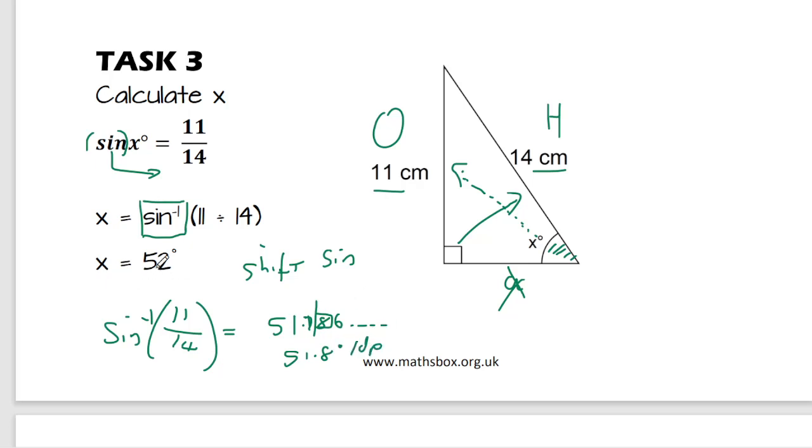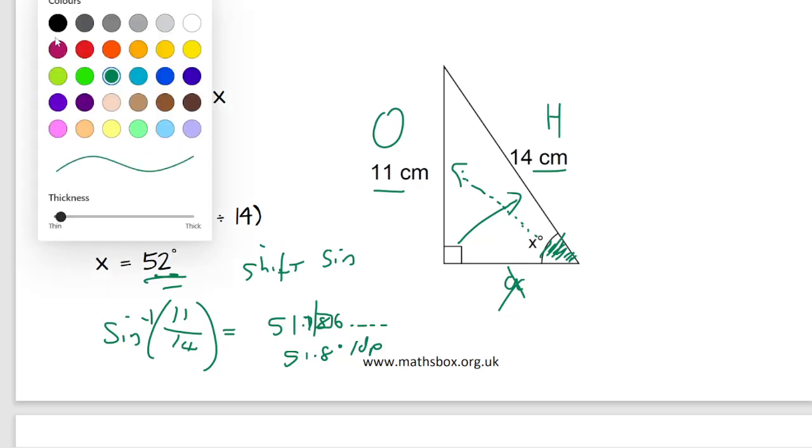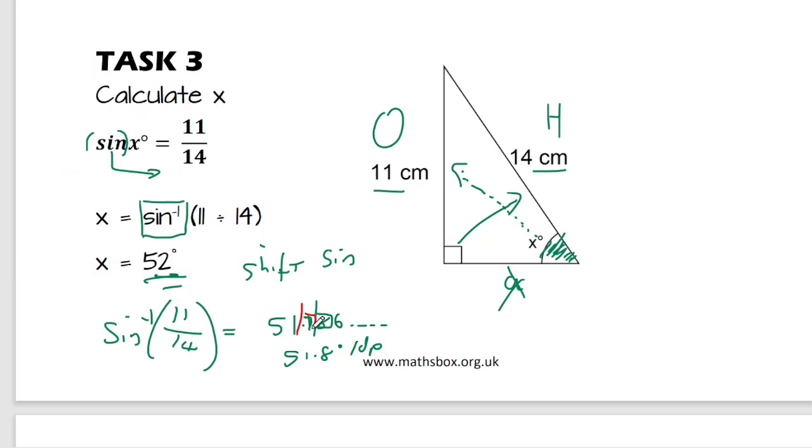But you can see what they've done here is they've rounded it to the nearest degree. So I would always recommend you round angles, unless they tell you otherwise, to the nearest degree. So if we did round that to the nearest degree, I'm just going to change colour here. That means we're rounding the 7 up, which is going to give me up by 1, which gives me my 52 degrees. Have a go at task 3. Hope you got on alright.